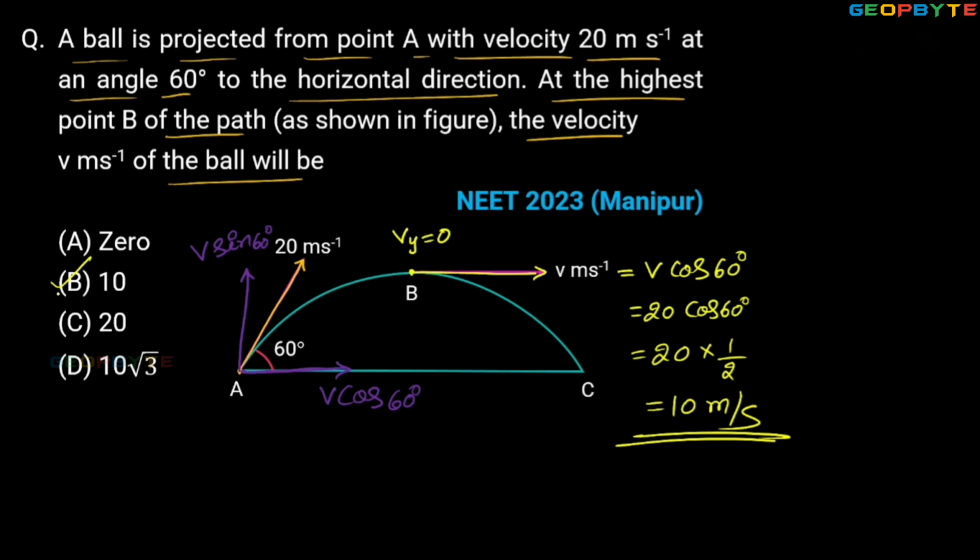That is the horizontal component of velocity that remains the same throughout the projectile motion. Look at the option B. Option B is absolutely correct. Understood clearly? Yes. Similarly, let us take another important problem.